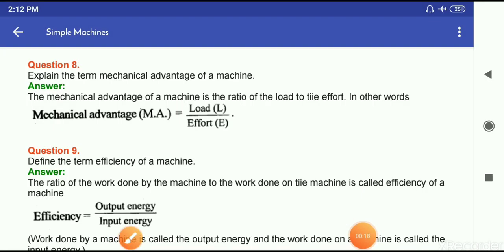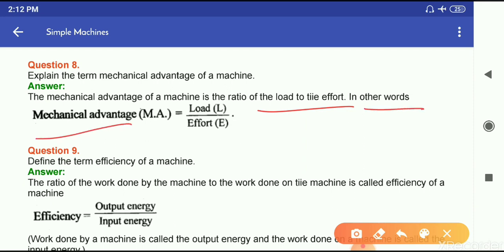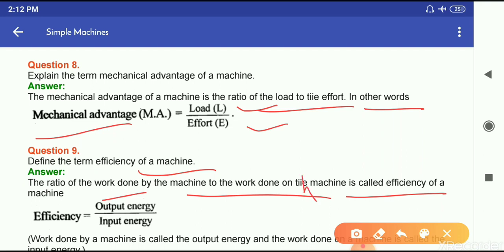Okay, now question number 8. Explain the term mechanical advantage of a machine. The mechanical advantage of a machine is the ratio of the load to the effort. In other words, mechanical advantage is equal to load upon effort. Question number 9. Define the term efficiency of a machine. The ratio of the work done by the machine to the work done on the machine is called the efficiency of a machine. Efficiency is equal to output energy upon input energy.